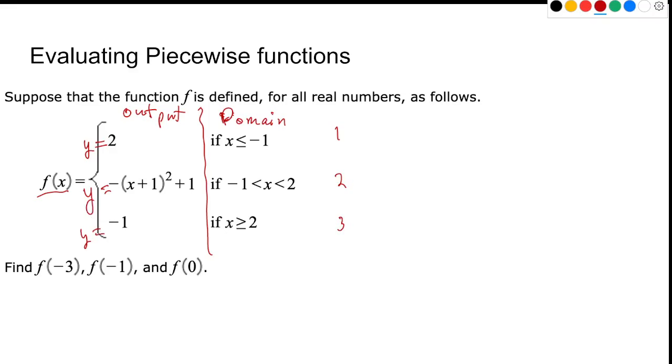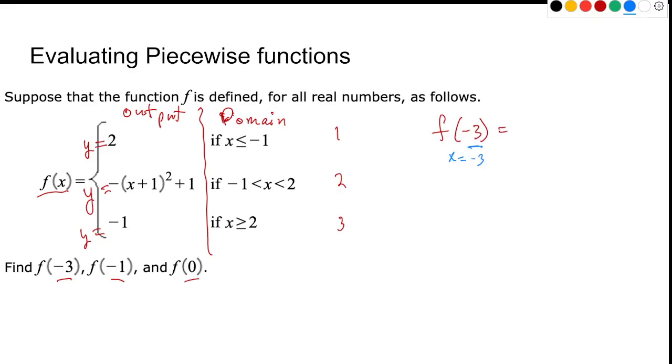So we've been asked to evaluate three separate values, and we'll go ahead and do all of those. Okay. So first of all, f of -3. What do we do first? Well, we first have to check what part of the domain is -3 in. So this is really saying x is equal to -3.